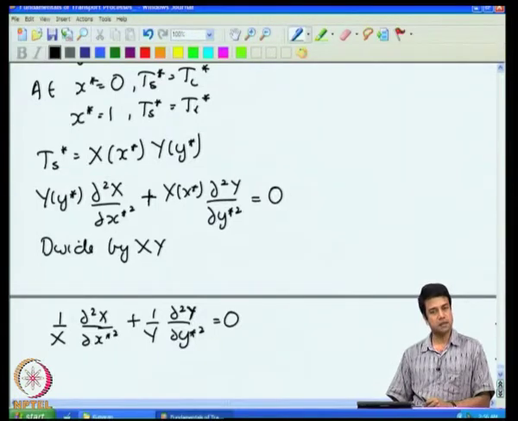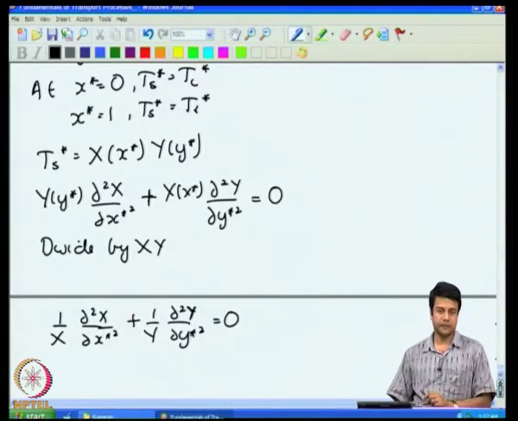these individually has to be a constant. Because if one of those functions was not a constant, if it was a function of x, for example, I could change x and keep y constant and only one term would change, the other term would remain the same, and that would no longer satisfy the equality. So, therefore, each of these individually has to be equal to a constant.